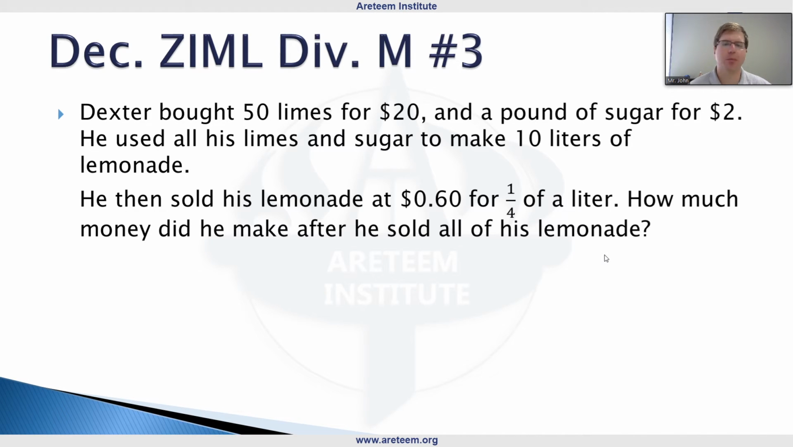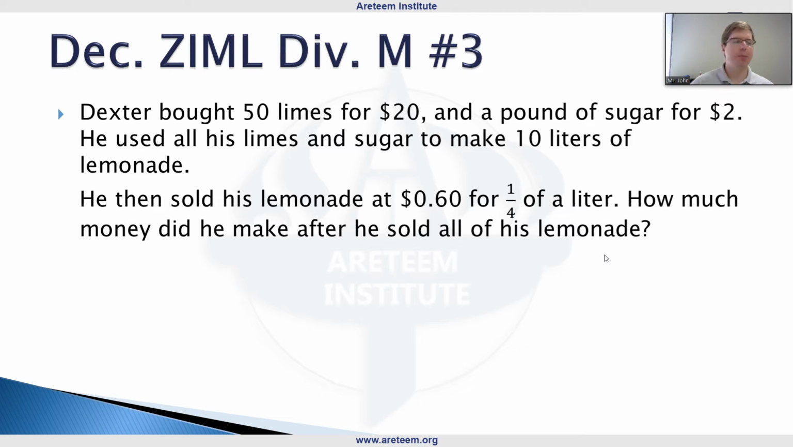Next question is about Dexter. Dexter bought 50 limes for $20 and a pound of sugar for $2. He used all his limes and sugar to make 10 liters of lemonade, or maybe more accurately called limeade. But he sold his lemonade at 60 cents for 1/4 of a liter. How much money did he make after he sold all of his lemonade?